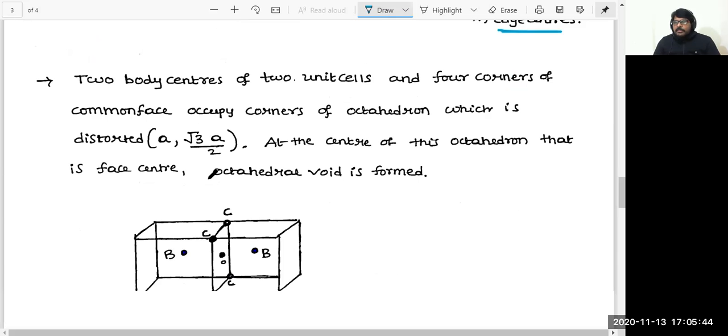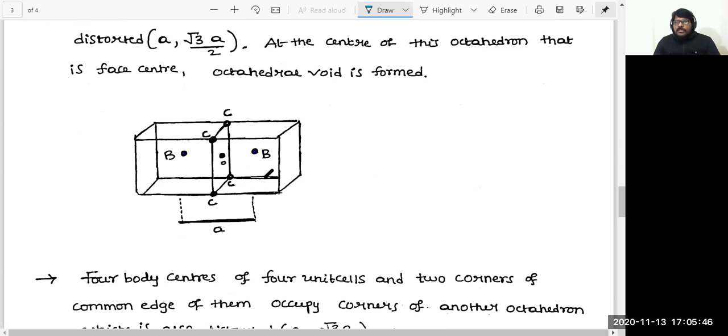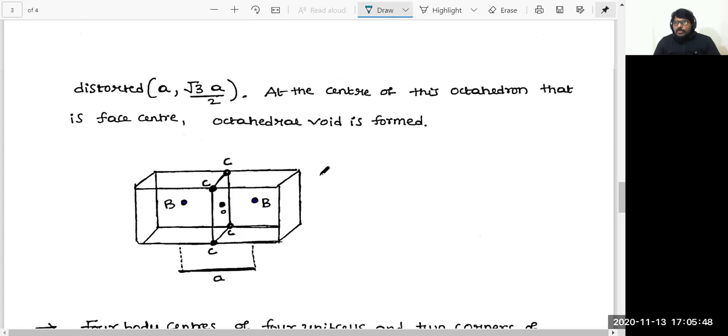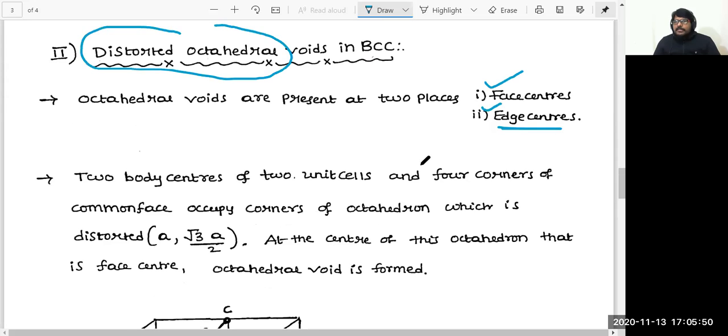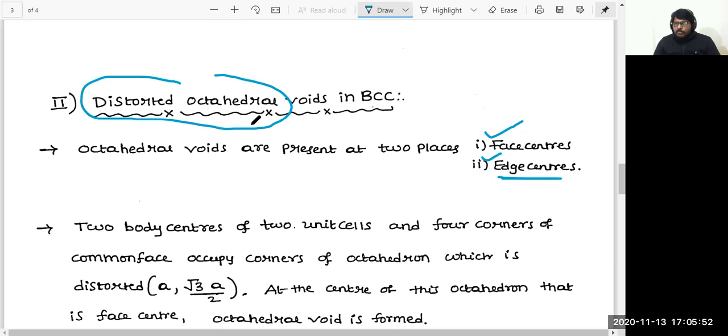For example, if you want to locate octahedral voids, you need to take a minimum of 2 unit cells. Then only you can understand, then only you can see, then only you can locate. So the face center is an octahedral void.